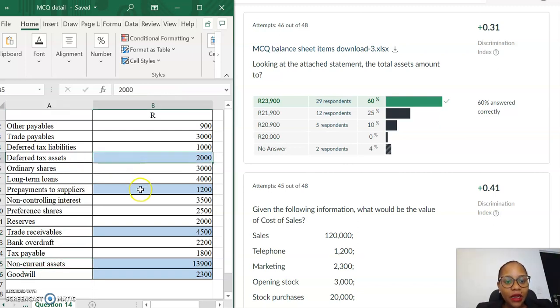If I were to add up all these accounts together, the total balance is 23,900. So the correct answer is 23,900. 29 respondents got this correct, which is 60% of the students within weekday B class.